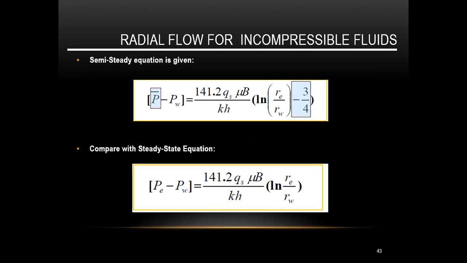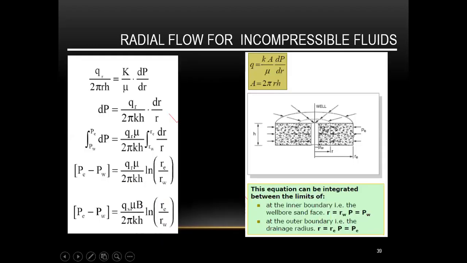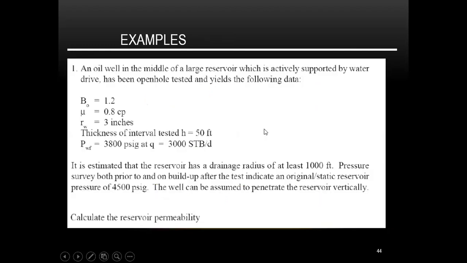So for each of these situations, the equations are different. This one, for example, is the semi-steady state. Now this pressure comes from the expansion of fluids, so it's a different pressure than in the steady state. In the steady state, this external boundary pressure is the pressure at the outer boundary at this point. But in the pseudo steady state, the pressure we are talking about is the pressure caused by the expansion of fluid.